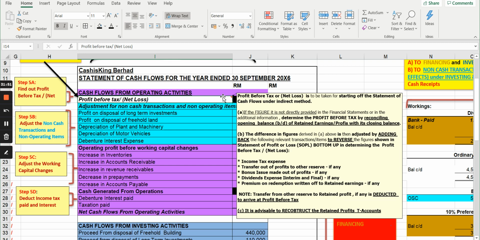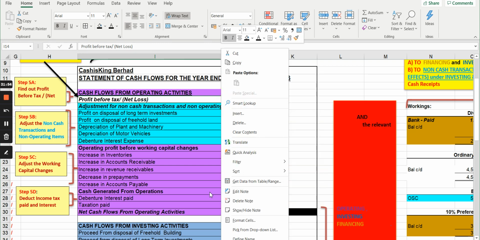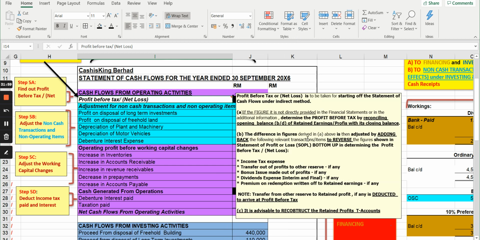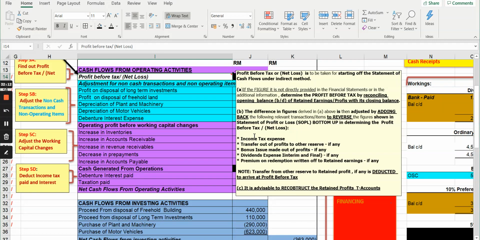So you should do the adjustment bottom up. When I say bottom up, it means you should go and add back, or do the reverse of, whatever things that you have done in your statement of profit or loss to arrive at the profit before tax. For example, you need to add back the income tax, the transfer out of profits that you have made to other reserve, maybe transfer to general reserve. Maybe you made an earlier bonus issue out of profits, right? Those have to be also reflected in your accounts.